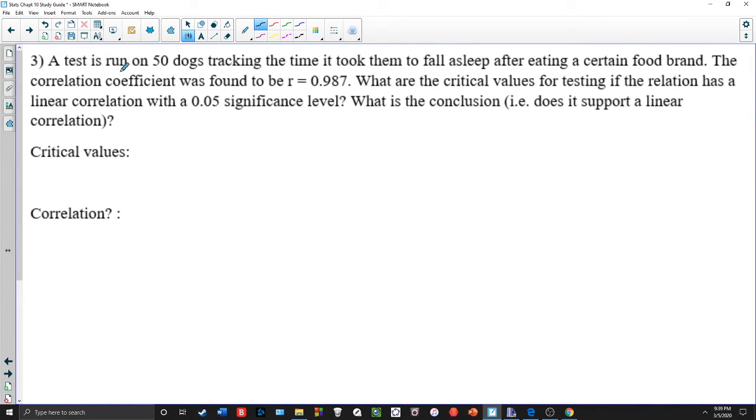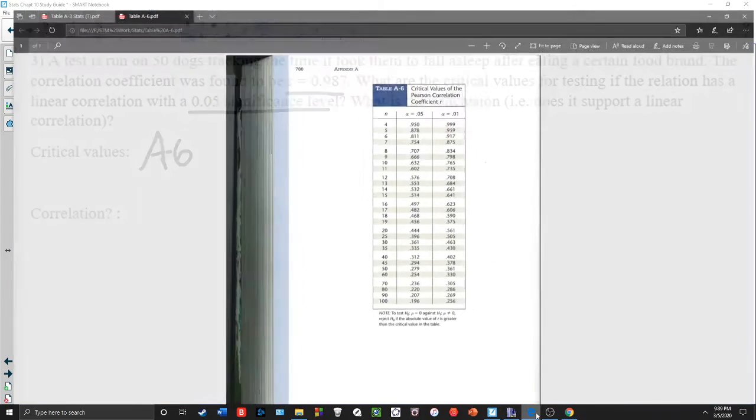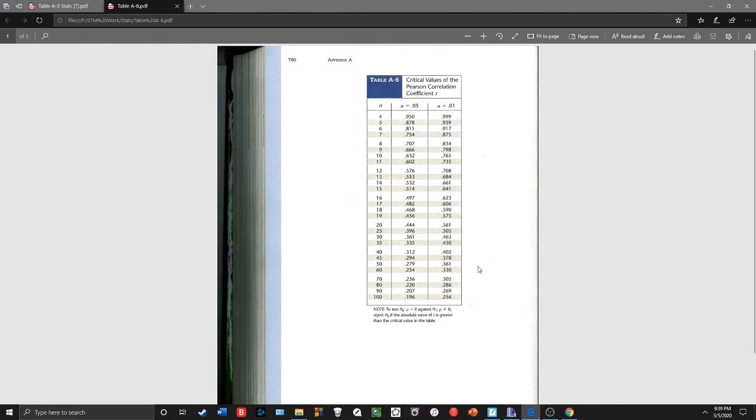Next one here is testing dogs. It says a test is run on 50 dogs, tracking the time it took them to fall asleep after eating a certain food brand. The correlation coefficient is this. What are the critical values if we're using a 0.05 significance, and what's the conclusion? So the critical values are where you get your numbers from table A6 when you're testing a correlation. So we're going to go over here to A6. There it is, table A6.